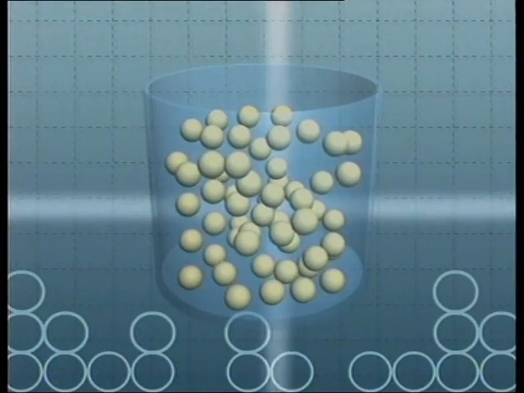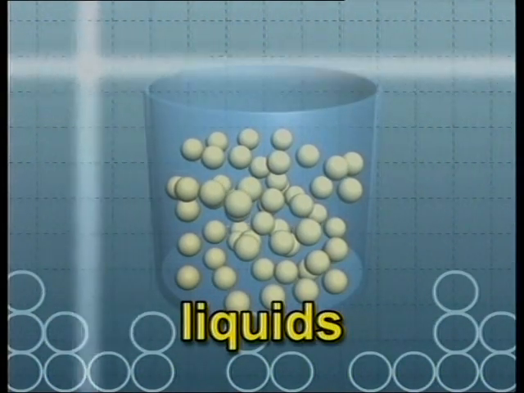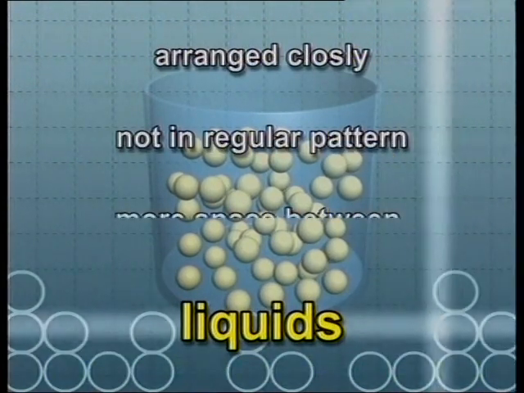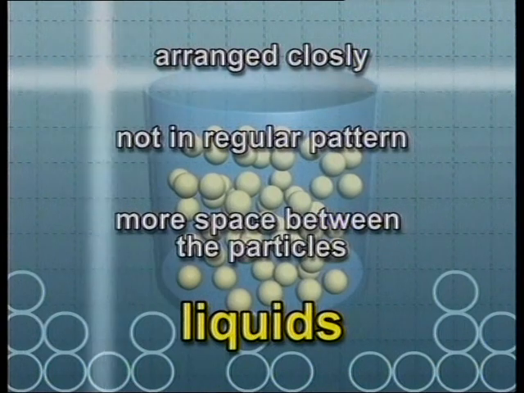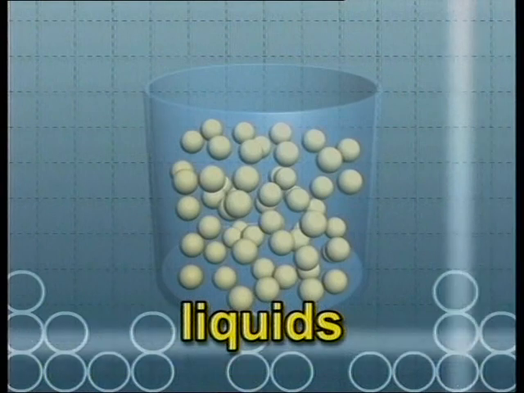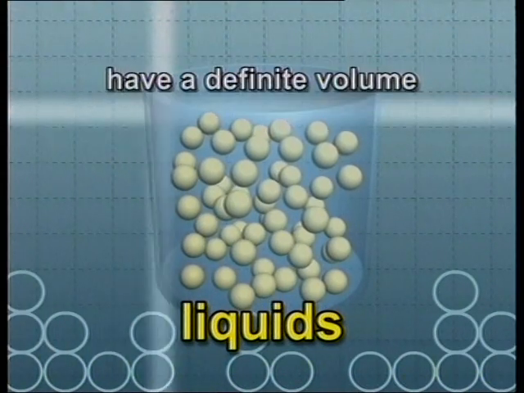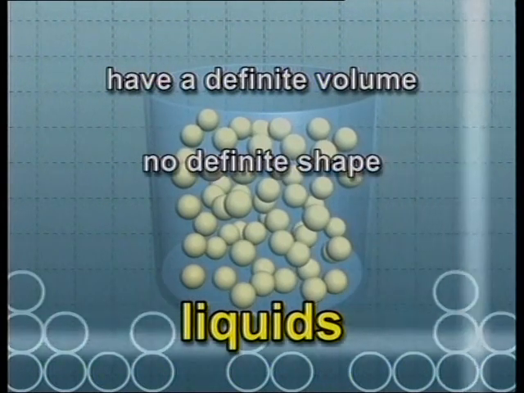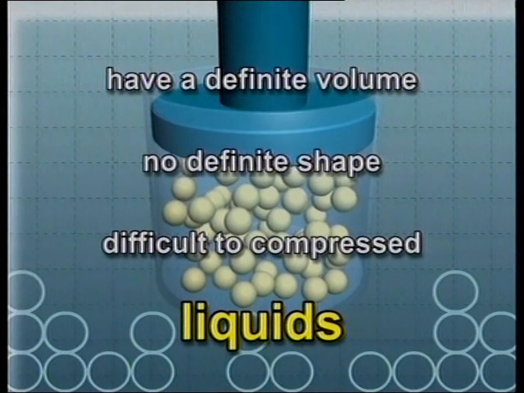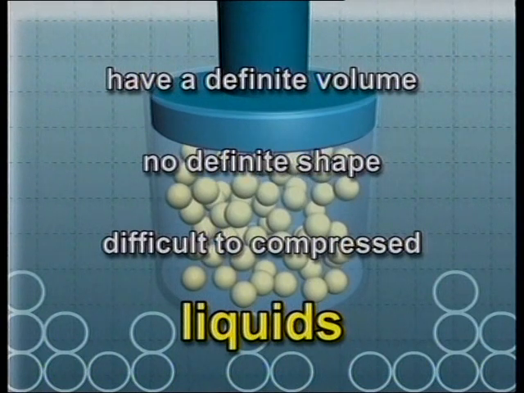Now, this is the arrangement of particles in liquids. The particles are arranged closely and are not in a regular pattern. There's much more space between the particles. This arrangement tells us that liquids have a definite volume, but no definite shape. They are difficult to compress because the particles are closely packed together.